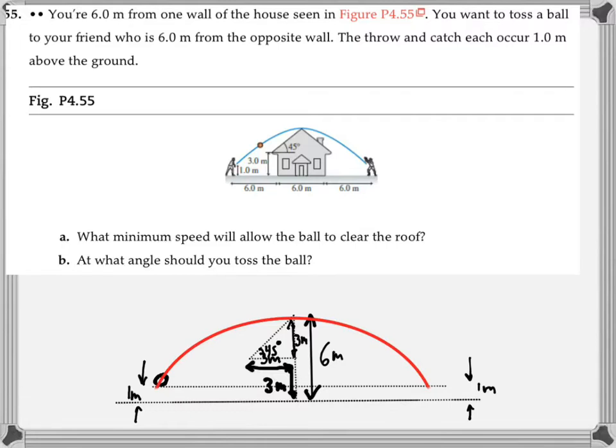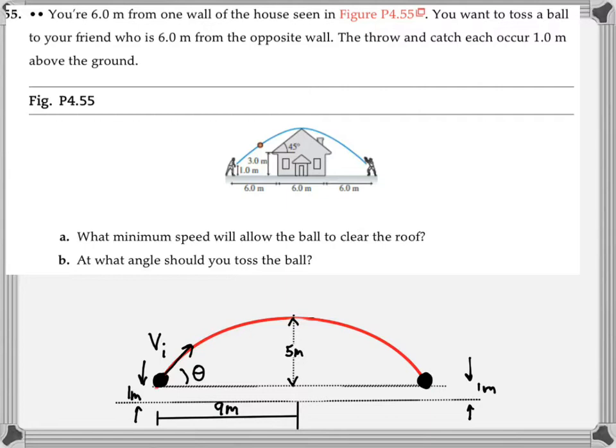Now consider that the ball is launched from a point 1 meter above the ground, and it is caught 1 meter also above the ground. So let's simplify our little sketch here. The height, therefore, from the launch point to the highest point of the trajectory of the ball should be 5 meters, and at the highest point of the parabola, we must be 9 meters away from the launch point. Notice that is 6 meters to the wall and then 3 more meters to the middle of the house, so a total of 9 meters in the x direction.